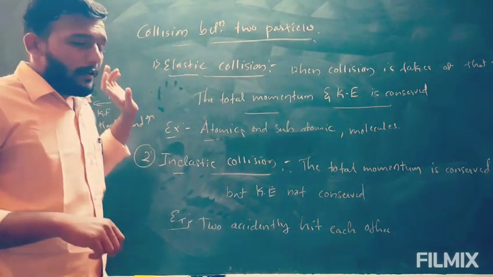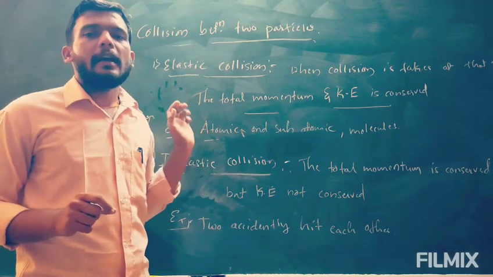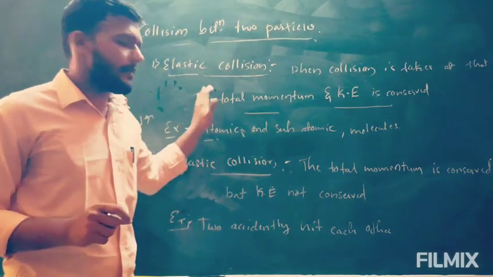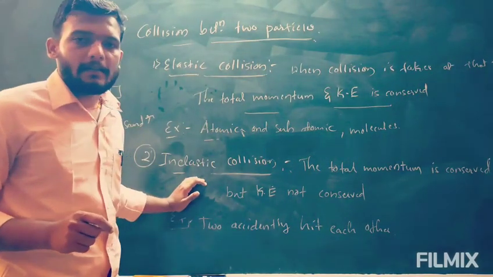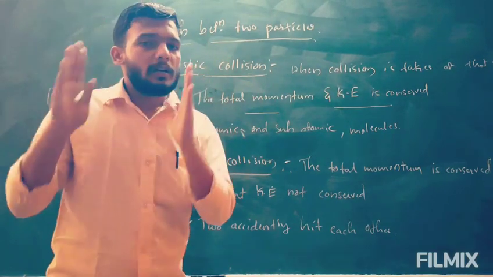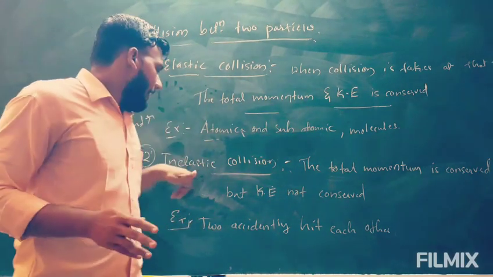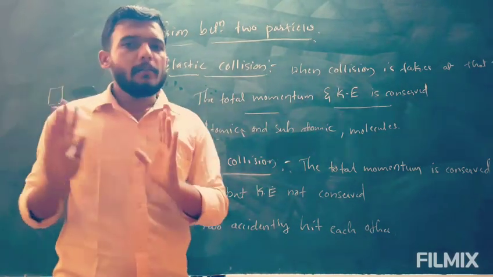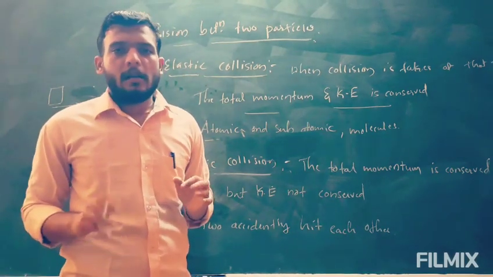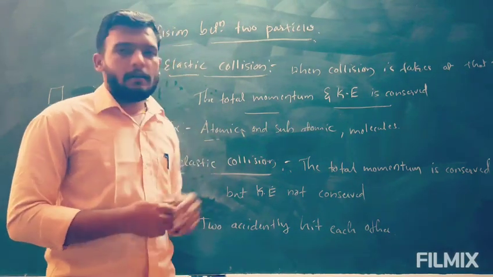So here we discussed collision between two particles, which we classify into two types: elastic and inelastic. In elastic collision, the total momentum and total kinetic energy are conserved, or constant. But in the inelastic collision, the total momentum is conserved, but kinetic energy is not the same before and after collision. Okay, thank you.